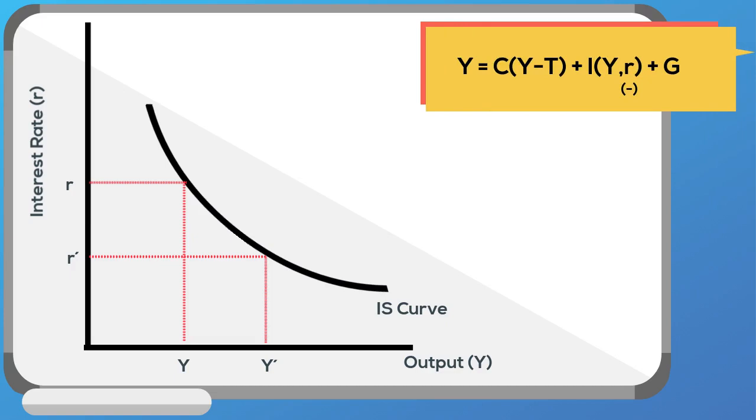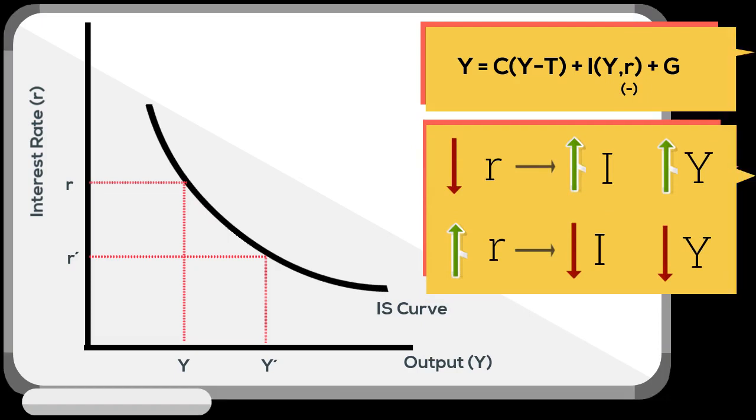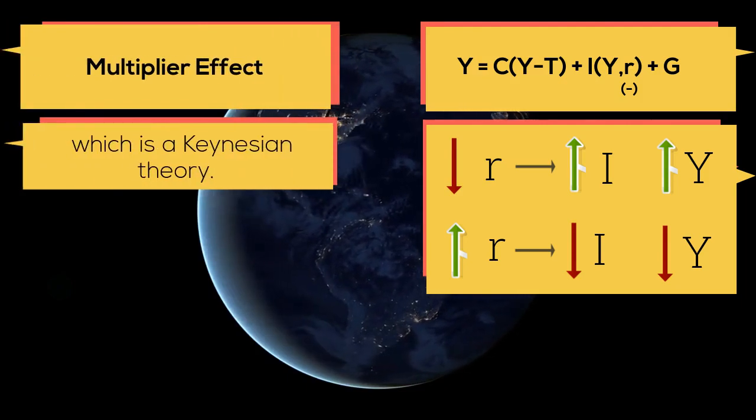Let's break down the investment component a little bit more. As we can see, investment depends on production and negatively on the interest rate. This means that a decrease in the interest rate would cause an increase in investment and an increase in output. Now, how do we measure what impact this decrease in interest rate has on the output of the whole economy? This is explained by the concept of the multiplier effect, which is a Keynesian theory.